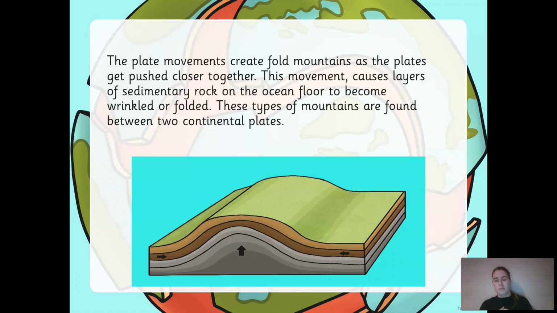Now, because those pressures get moved together, it causes the sedimentary layers of rock on the ocean floor, that thin, very flexible layer of rock, to actually start to wrinkle. And as a result, as those little bits on the bottom start to wrinkle, it has an effect on all the other layers. So as that bottom layer starts to wrinkle up, all the other layers actually fold in with it. Okay, so these types of mountains are usually found between where these two continental plates lie.